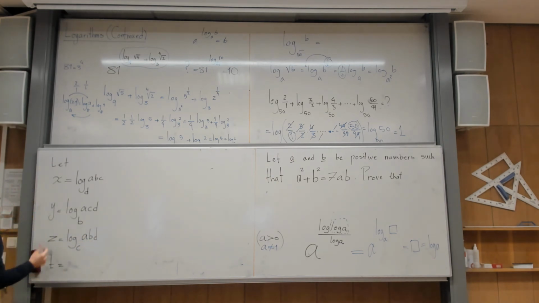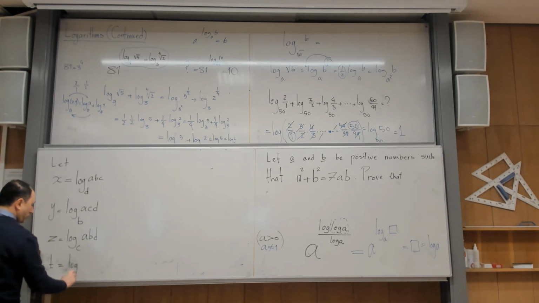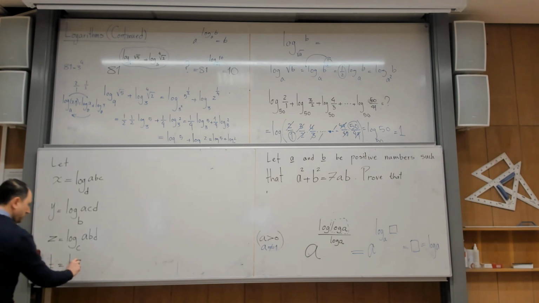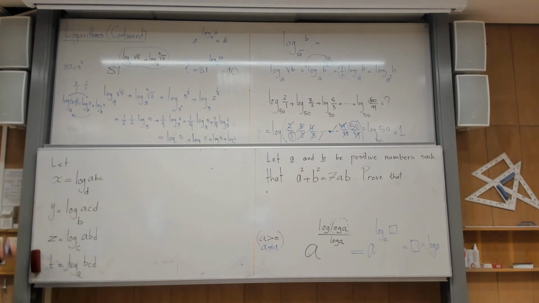to log of BCD to the base A. So I don't know what these numbers are, but assume that they are all positive and not equal to 1, for simplicity. X is this one, Y is this one.